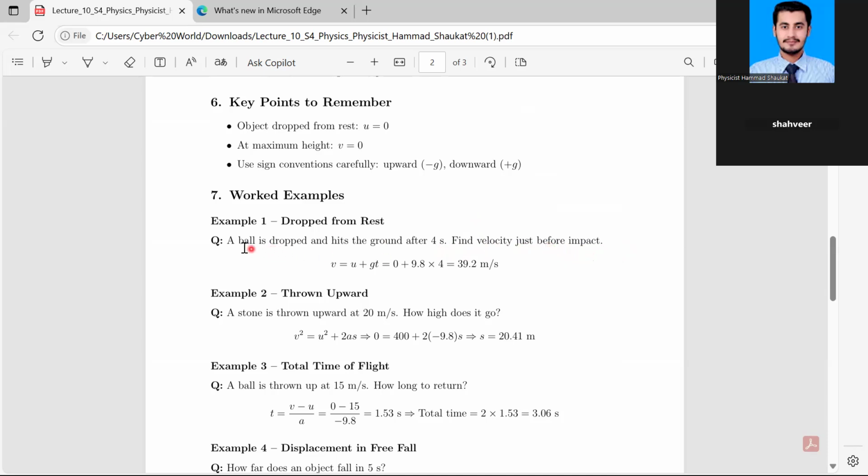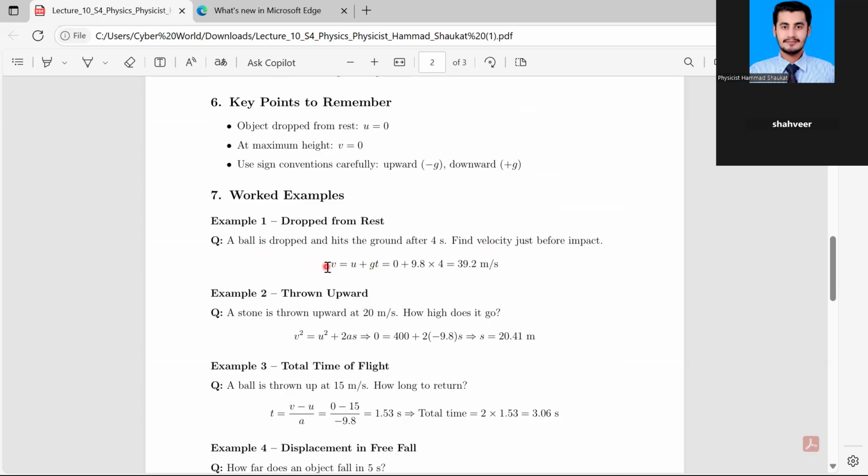And here it says a ball is dropped and hits the ground. Definitely a ball is dropped from some height. They haven't mentioned any initial velocity because they dropped the ball. Let's suppose the ball is either in their hand or something. So their initial velocity would be zero. Yes, zero, because a ball is dropped. Either it is in hand or something, they just let go of it. So that's why the initial velocity would be zero.